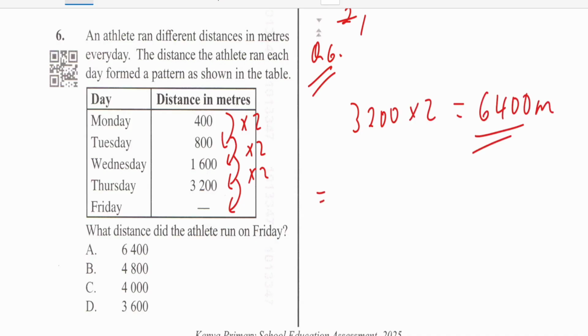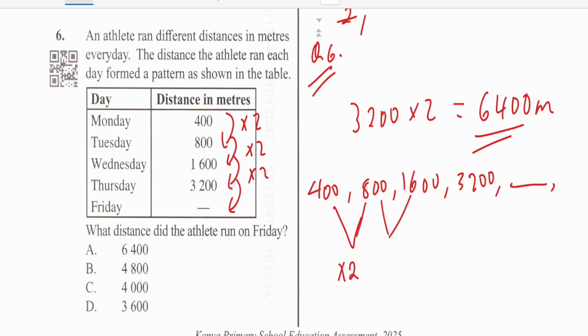Now I can write here, so this is a sequence which is 400, 800, 1600, then we have 3200, right? So obviously the sequence, okay, so 400, 800, 1600, 3200, followed by a number which you don't know, which we need to find out. For you to get 800, you multiply by 2, you multiply by 2, you multiply by 2. So obviously the next number you also multiply 3200 by 2, which gives you 6400.